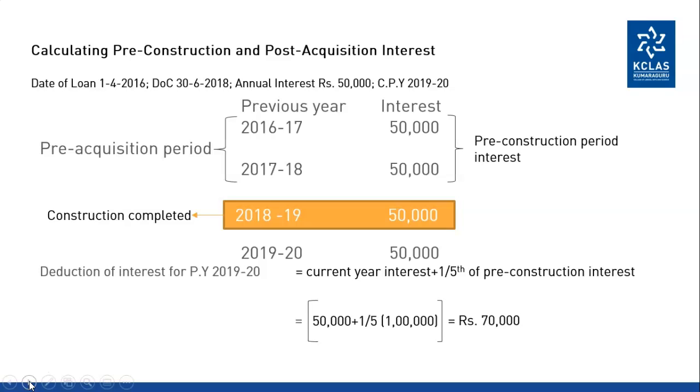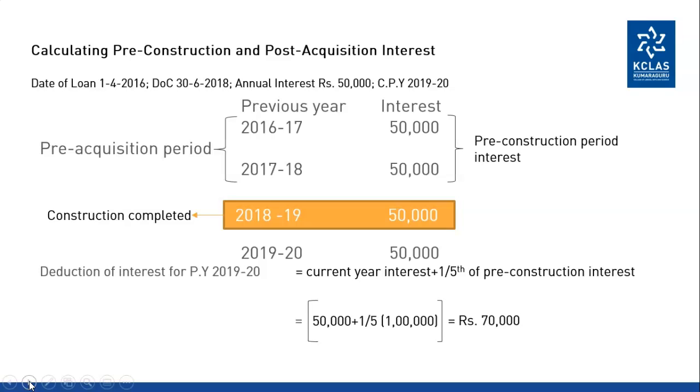So from 1/4/2018 till 31/3/2019, it is the year in which it has been completed, so that year will be taken as current year interest, so 50,000 is paid there, and now the current previous year is 2019-20, so in the current previous year he will again be paying 50,000.